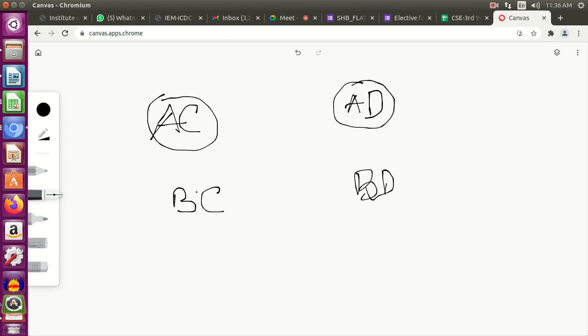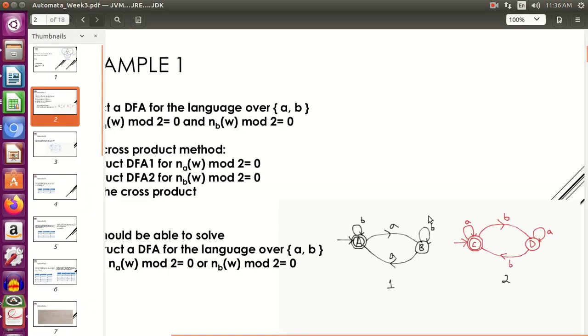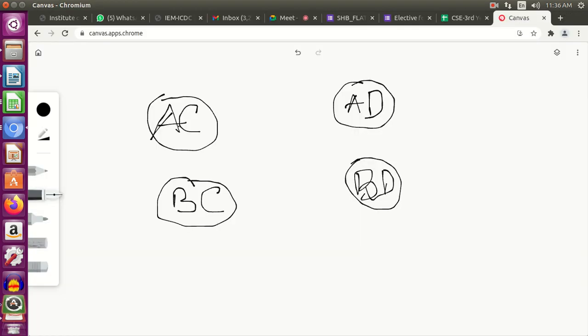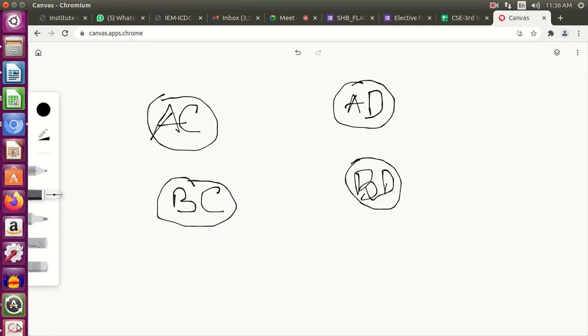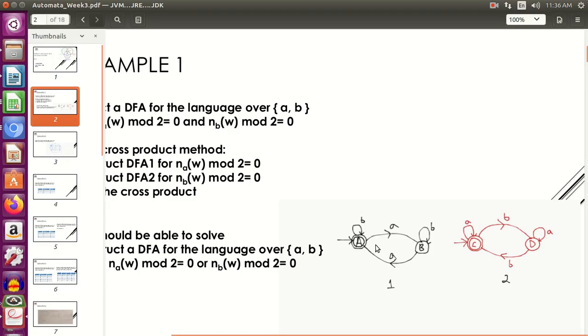Once you get the states, the next question is what will be the transitions. Please go back to the individual automata we had. From A to B I had a transition on a. Over here, what are the common elements? a is the common element. How are you getting AC, AD, BC and BD? I have just taken the combinations. Wait, these are my states, right? A, B, C, D.